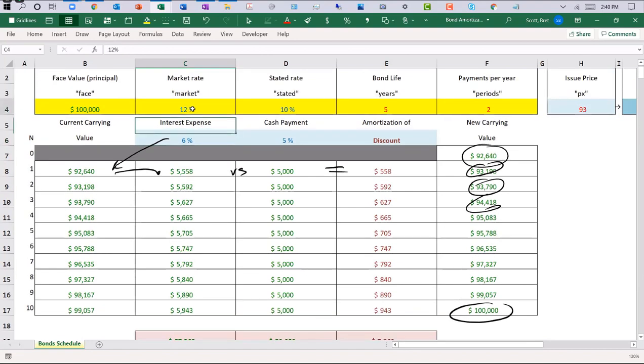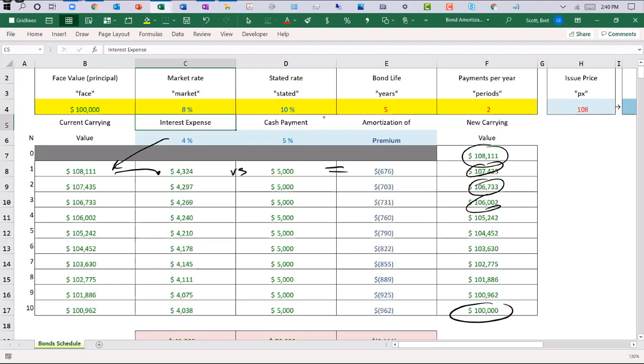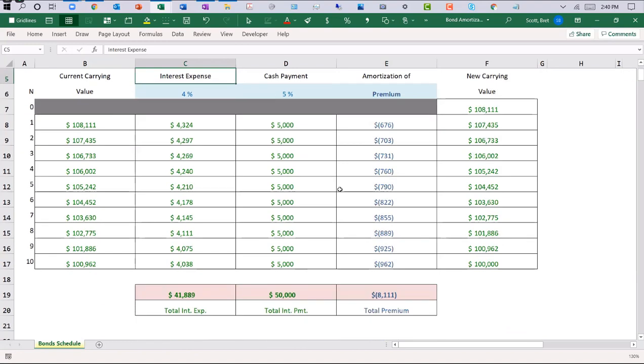If I change it to 8%, you can see that it changes this to say premium. So this is a pretty self-contained schedule you can use for the sake of getting your homework done quickly and efficiently. But make sure you understand the dynamics of why things are working out.